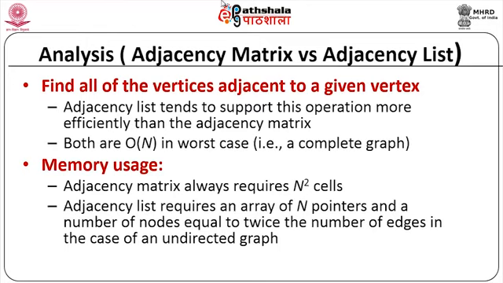Now, let us look at memory usage. The adjacency matrix obviously uses more memory, it requires n squared cells. So, if you have n equal to 100, that is 100 squared. The adjacency list, on the other hand, requires an array of n pointers and a number of nodes equal to twice the number of edges in the case of an undirected graph. So, if you have n nodes and some x edges, then you have n to represent the head nodes and 2x if it is an undirected graph. If it is a directed graph, it will have x nodes only.